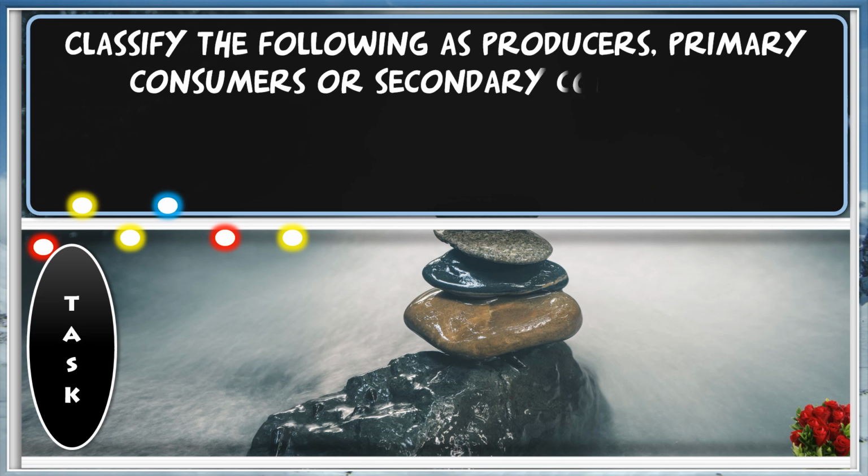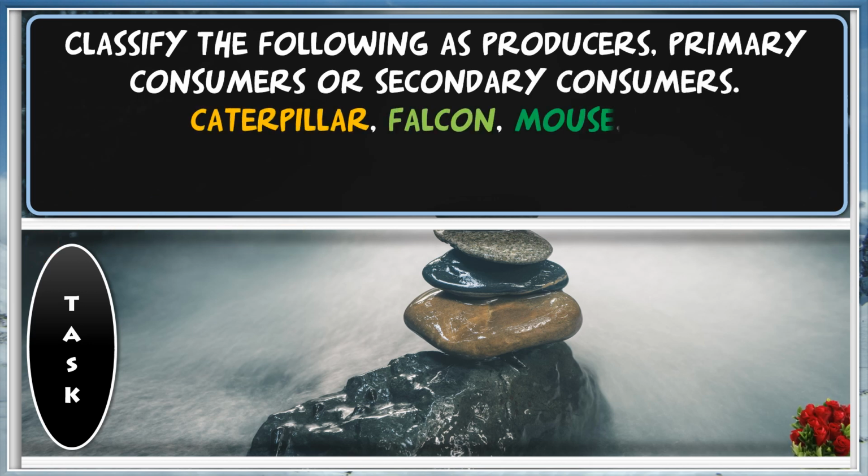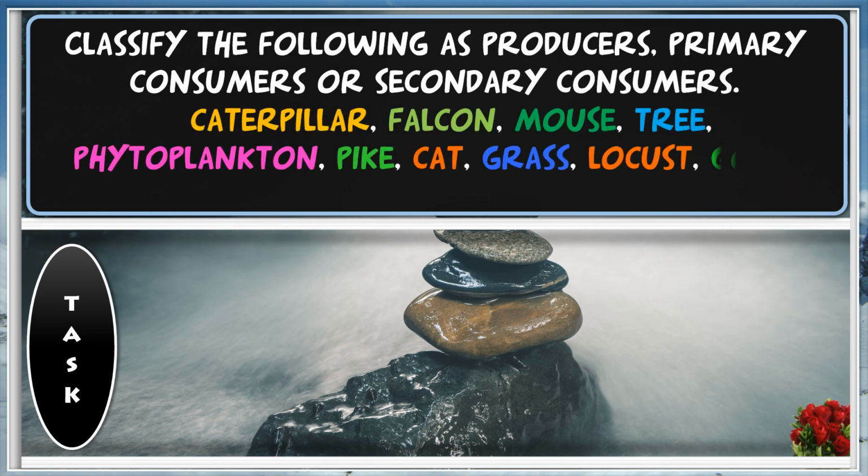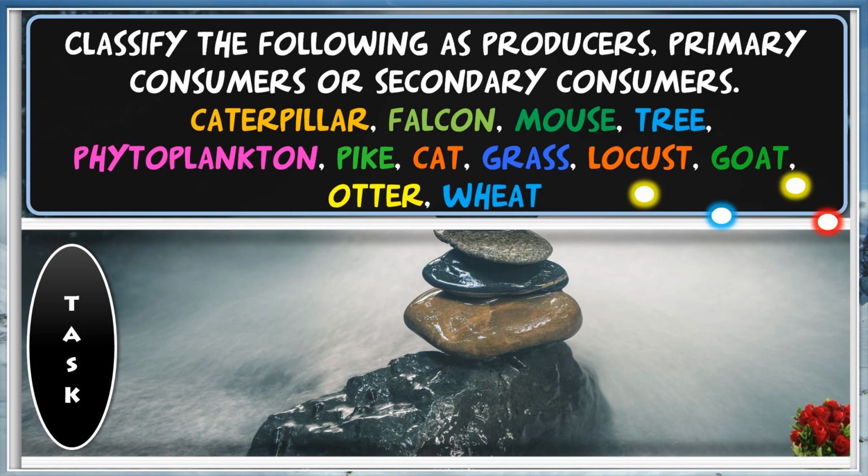Classify the following as producers, primary consumers, or secondary consumers: caterpillar, falcon, mouse, tree, phytoplankton, pike, cat, grass, locust, goat, otter, wheat.